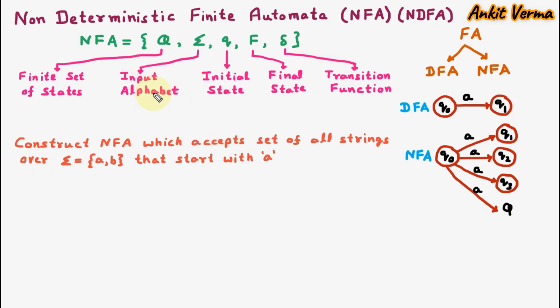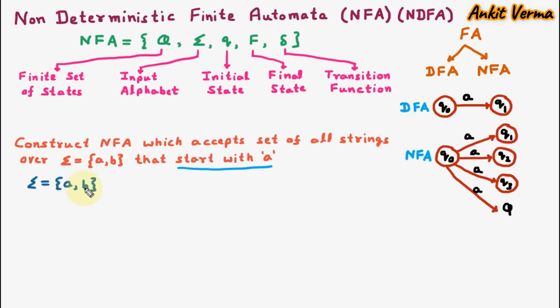To understand the NFA, I am taking one example. Construct NFA which accept set of all string over sigma equal to {a, b} that start with a. So here we are going to design an NFA which will accept all string which start with a. We are given sigma equal to the set {a, b}.